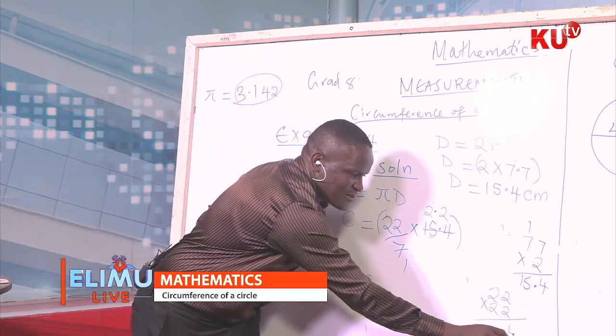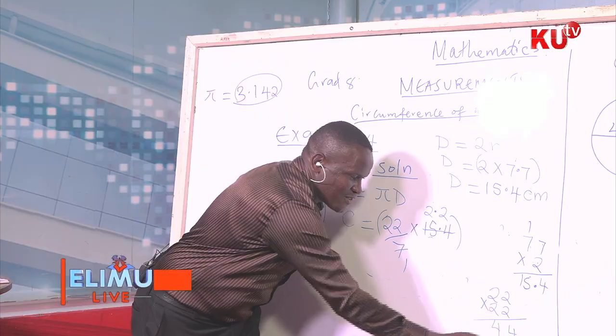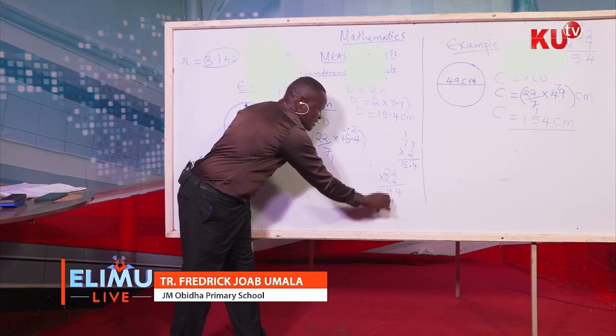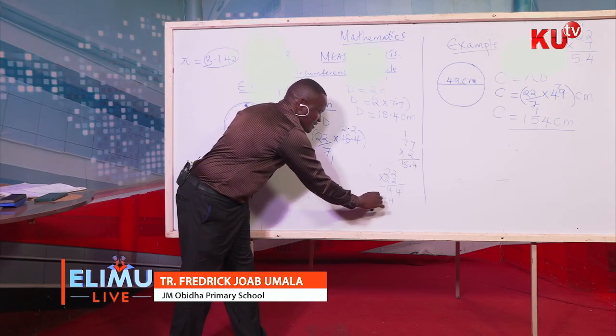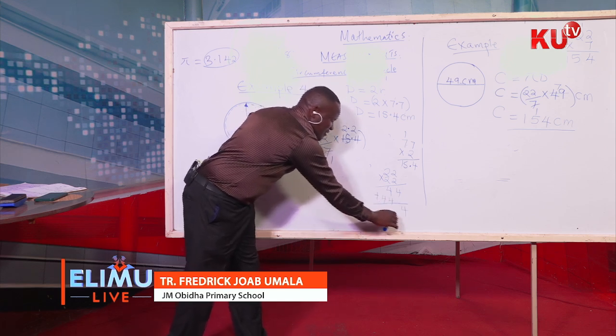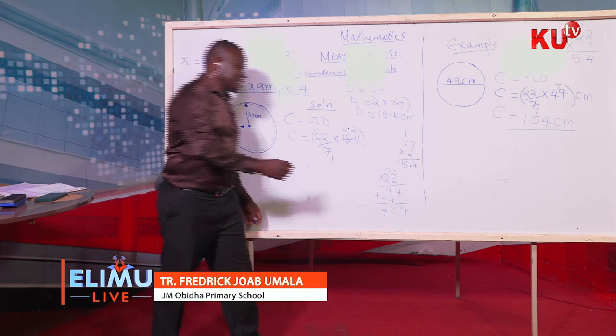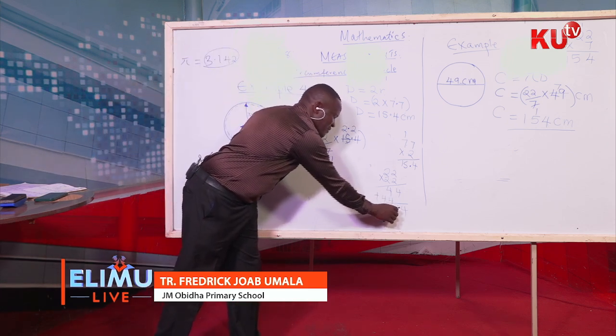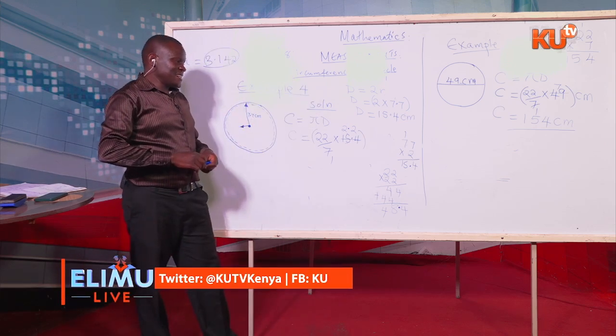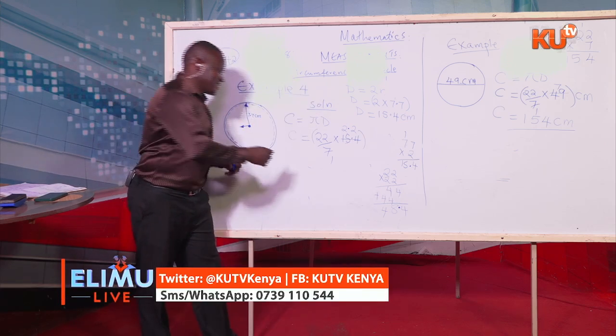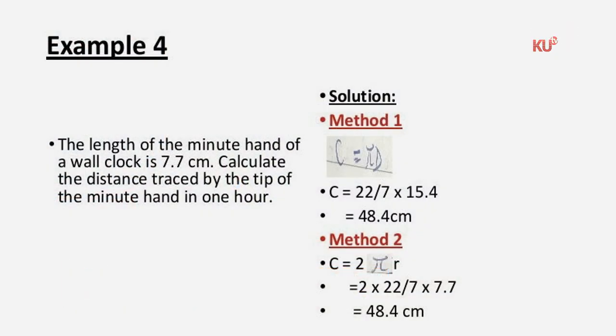So 2 times 2, 4. 2 times 2, 4. 2 times 2 on this side is 4. 2 times 2, 4. So when we add all those, we shall have 4, 8, 4. We introduce our decimal point. There we are. So we shall have 48.4 centimeters as our circumference. So that is one method of calculating the circumference.